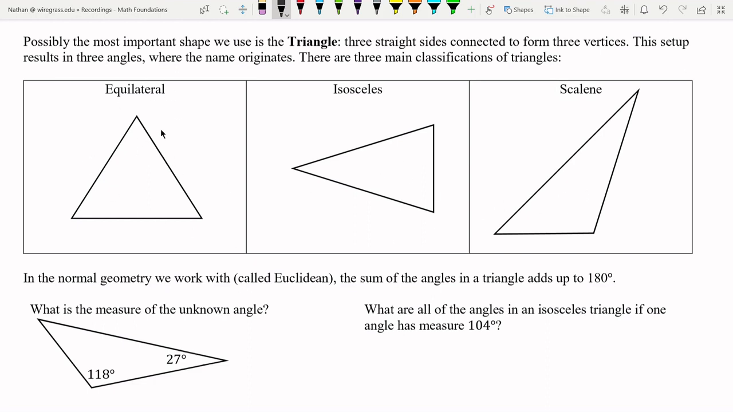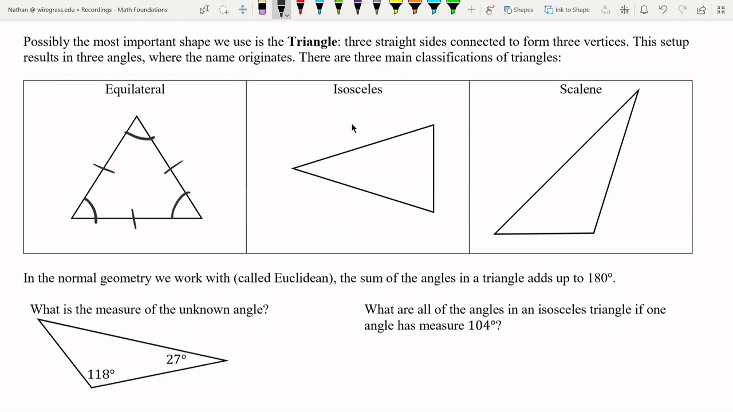An equilateral triangle has the side measures always being the same. So there's three. This is the same as this, which is the same as this. So if this was 3 feet, this would be 3 feet, and this would be 3 feet. And as a result of that, all of these angles are going to be the same.